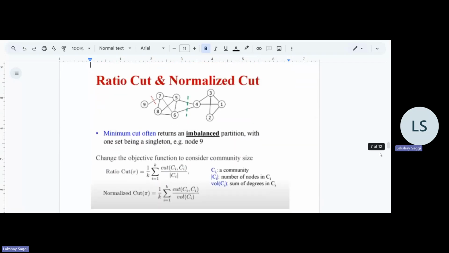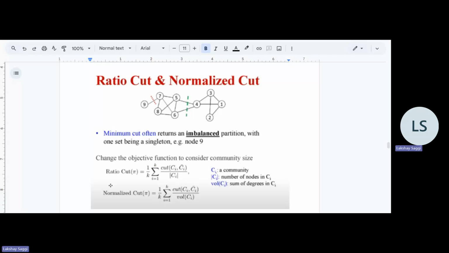So we'll stick to the intuition of cuts that we need to minimize the edges between communities as much as possible, but we also need to take into account the size of the communities. Minimum cut returns an imbalanced partition with one set being a singleton. So if we change the objective to consider community sizes also, then instead of taking just the number of edges between Ci and Ci bar into account, we also take into account the size of the set Ci. And now we try to minimize this kind of a value.